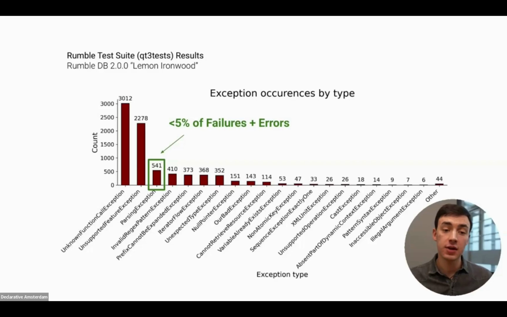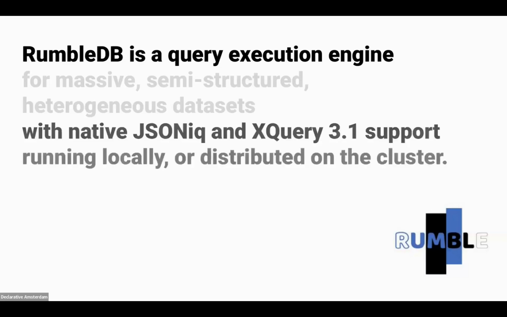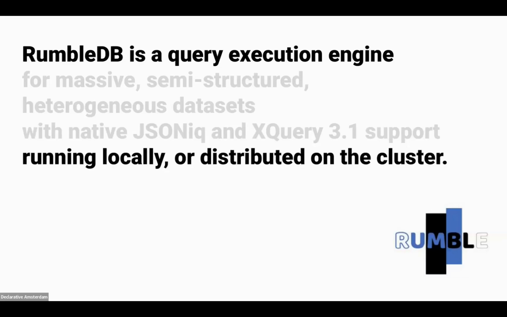The majority of failures is instead related to unsupported features and functions, which shows how RumbleDB's support of XQuery is almost complete at the parsing level, and the engine is actually ready to support even more features than what it currently does. But coming back to our definition here, RumbleDB's true novelty in the space lies in its ability to run both locally, like traditional query engines, and distributed on a cluster with a high degree of parallelism.